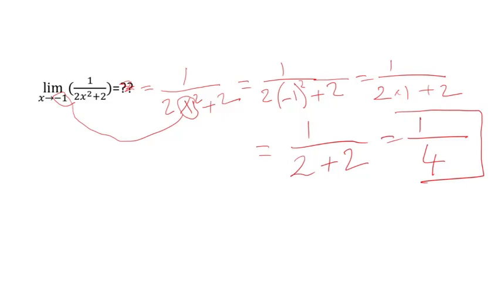So basically it's the same kind of concept. You plug in the value that x is approaching instead of x, and you see if you can get a number that makes sense.